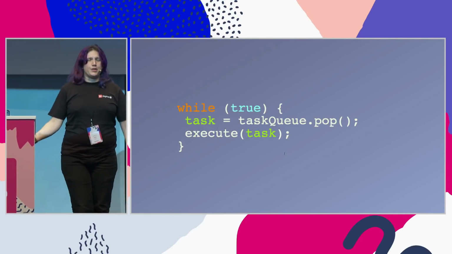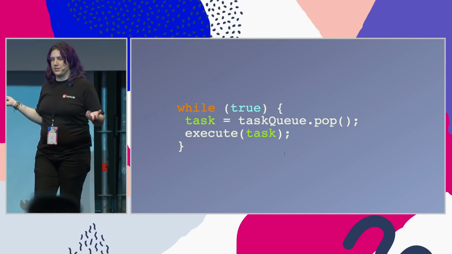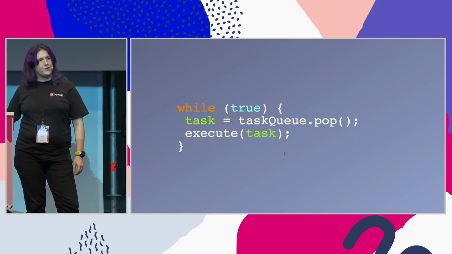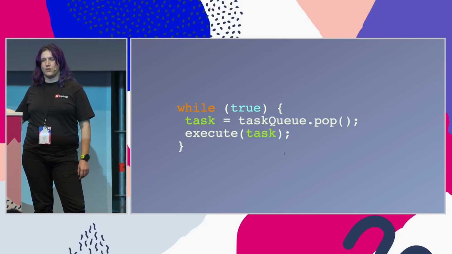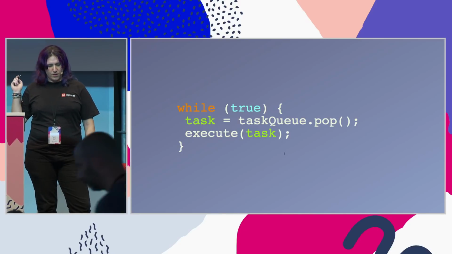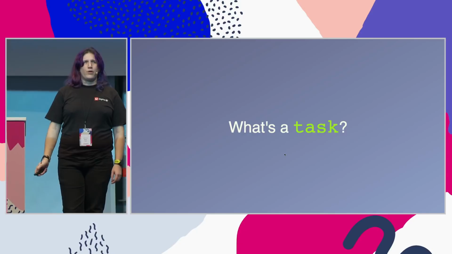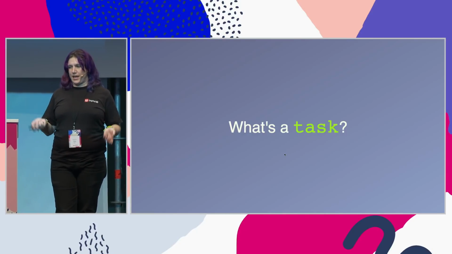So you can think of the event loop as like the main function of the browser. It's just an infinite loop. It's going to grab a task off the task queue, and it's going to run that task. Which is great, but what's a task? So a task is how JavaScript gets run.